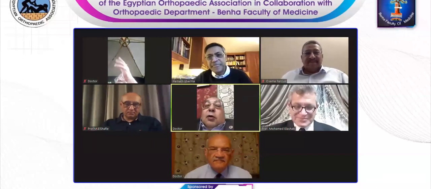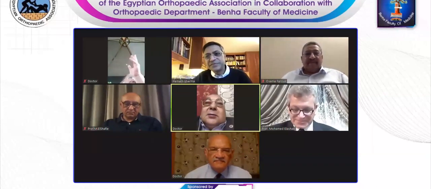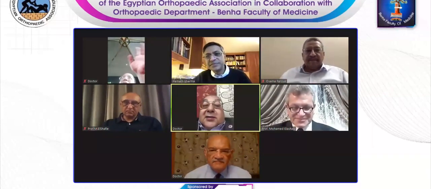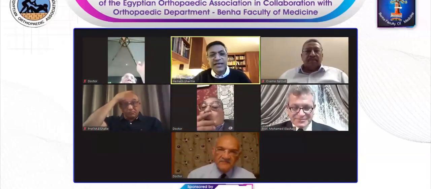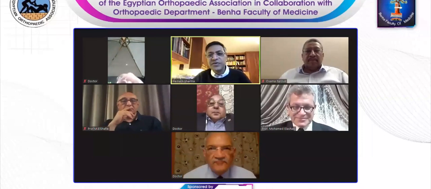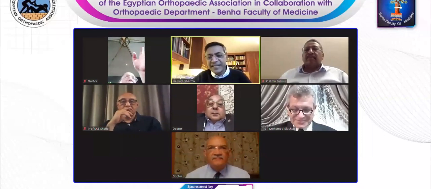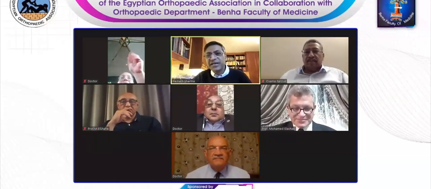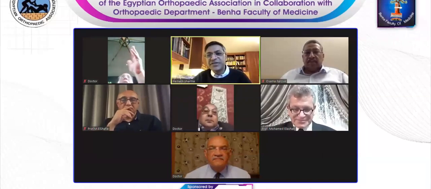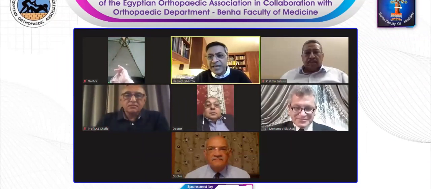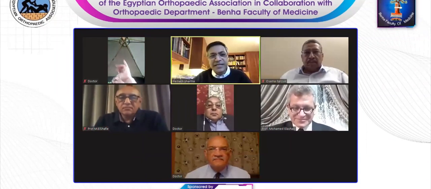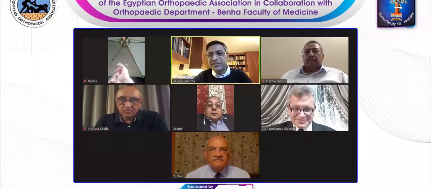And also we can combine both together, internal with external correction. Yes, you can do that as well. The only thing I would suggest is that we need to make sure that internal and external don't touch each other. The only reason for that is that there has been reported increased risk of infection if that happens. And therefore, if we plan both, then we need to plan it in a way that your wires and half pins do not touch the internal fixation device.